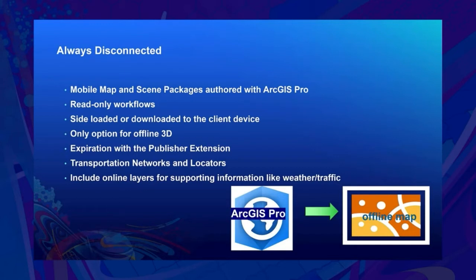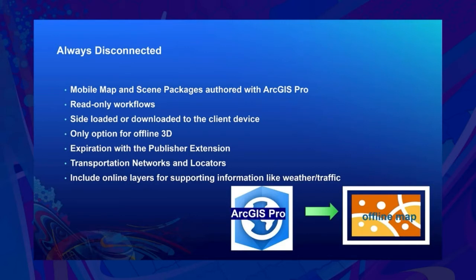You can also publish a mobile map package including transportation networks and locators. Again, all this data is contained within the package. It allows you to do offline routing and network analysis. So you could do turn-by-turn location routing. With a locator, you can do geocoding and reverse geocoding. So some really powerful workflows are possible when you include this kind of information in a mobile map package.